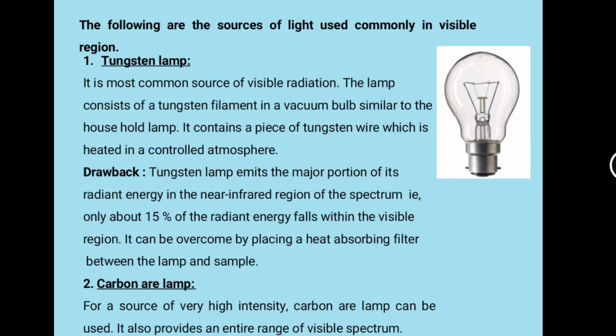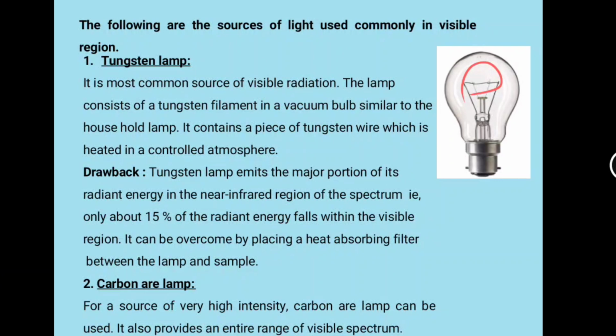Tungsten lamp. It is the most common source of visible radiation. The lamp consists of a tungsten filament in a vacuum bulb similar to the household lamp. You can see the diagram here. It consists of a piece of tungsten wire which is heated in a controlled atmosphere. The drawback here is that the tungsten lamp emits a major portion of its radiant energy in the near IR region of the spectrum, and only 15% of the radiant energy falls within the visible region. It can be overcome by placing a heat absorbing filter between the lamp and sample.